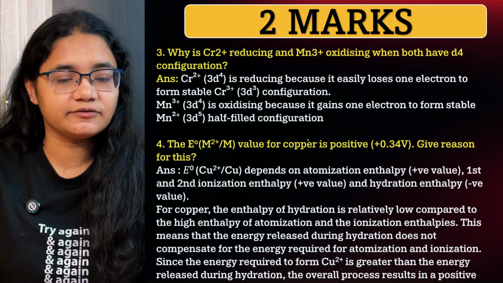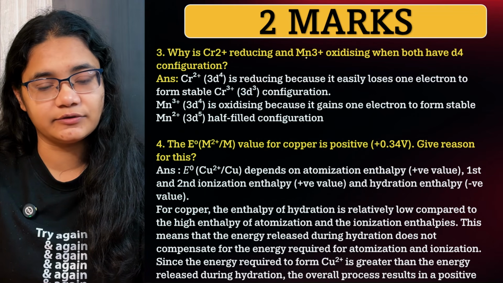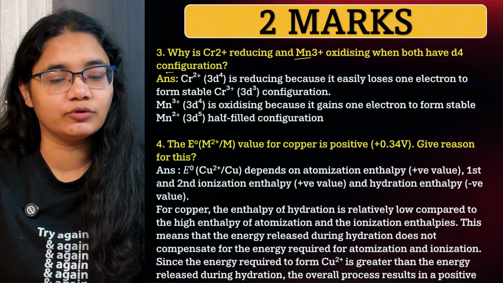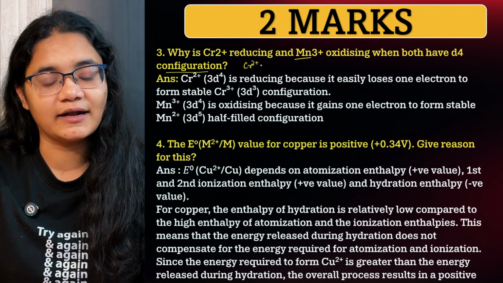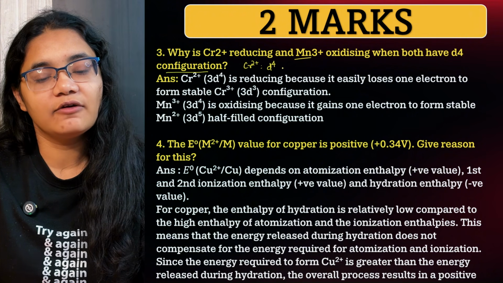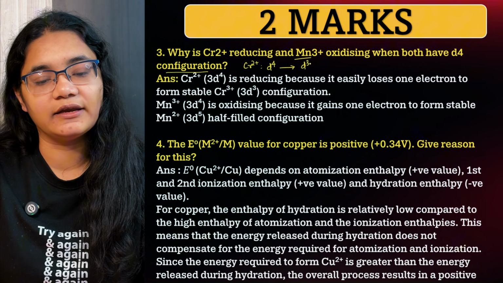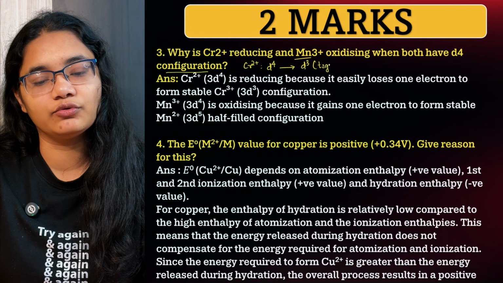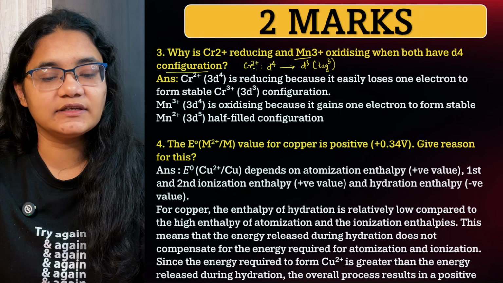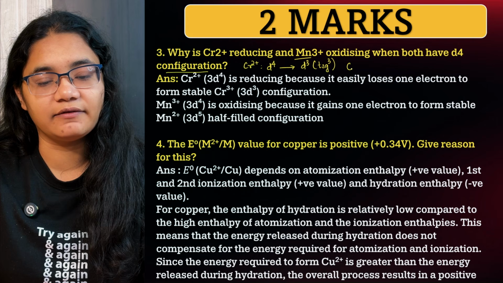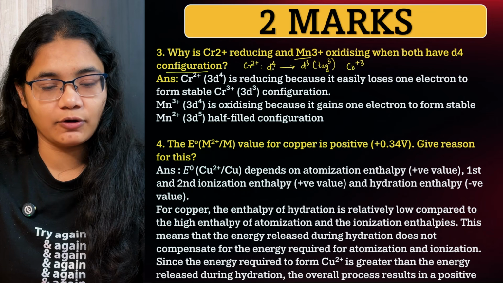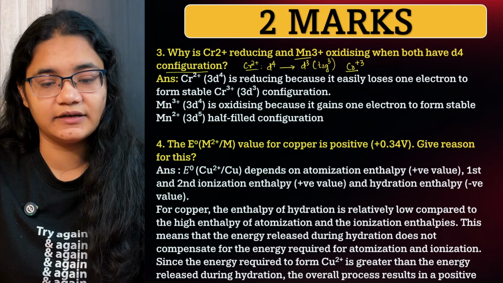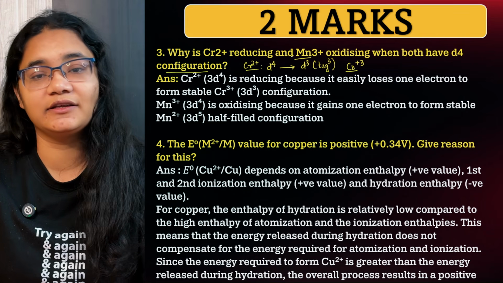Okay. Next, we'll talk about why Cr2 plus is reducing and Mn3 plus is oxidizing when both have d4 configuration. Now see, Cr2 plus, that is your d4 configuration. From d4 it can go to d3, a stable configuration which is t2g3. Now Cr2 plus d4 to d3, here we have Cr3 plus. Okay, so now if you see that from plus 2 to plus 3, it is undergoing oxidation, so it will behave as a reducing agent.